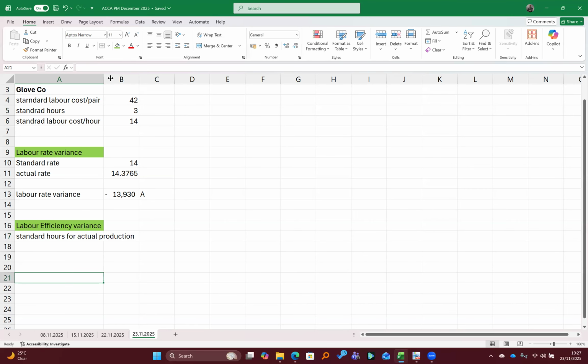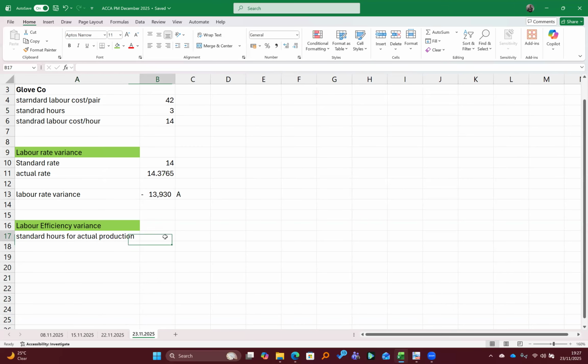Okay, and you should note that I'm saying the standard hours for actual production. So these ones we said they are going to be 12,600 multiplied by 3 because the standard hours were 3. You can actually link this one here. So that is 37,800 standard hours for actual production.